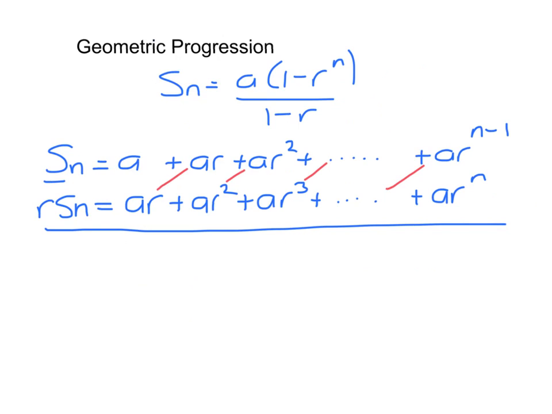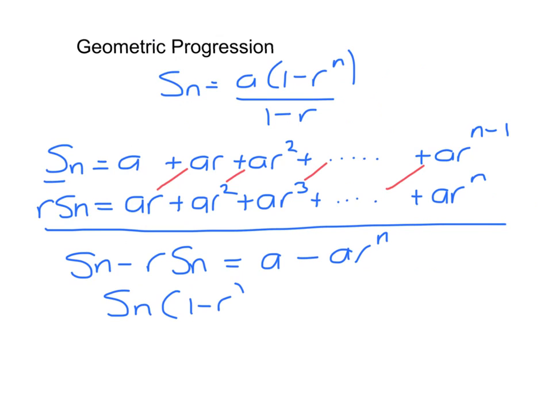ar minus ar is 0, ar squared minus ar squared is 0. There would be an ar cubed minus an ar cubed, ar to the power n minus 1 minus ar to the power n minus 1, all 0. So this gives us Sn minus r Sn equals a minus a r to the power n. Now I'm going to factorise both sides, and on the left we have a factor of Sn, and on the right we have a factor of a, and then divide, and we get our formula.